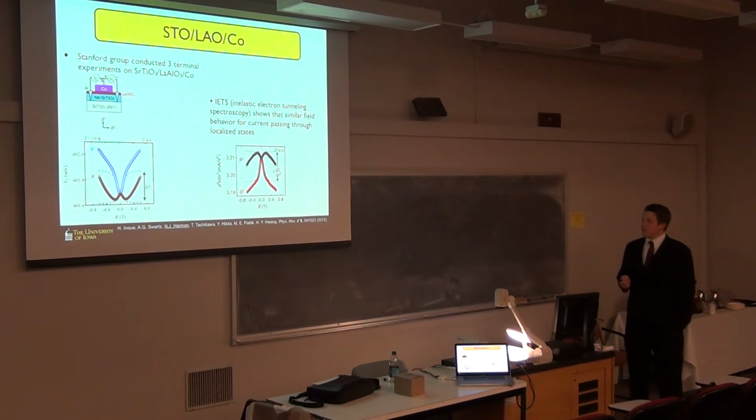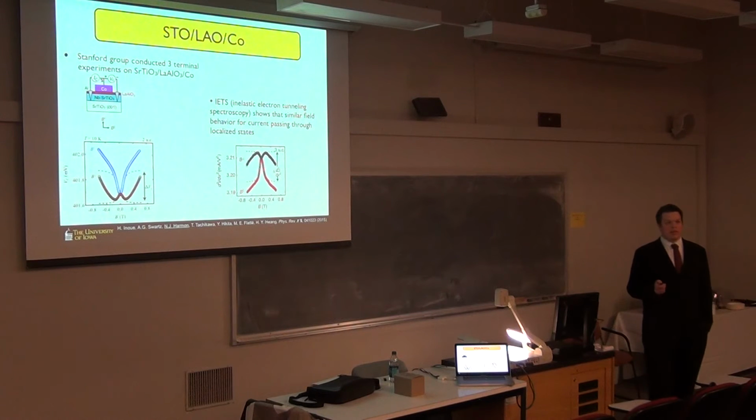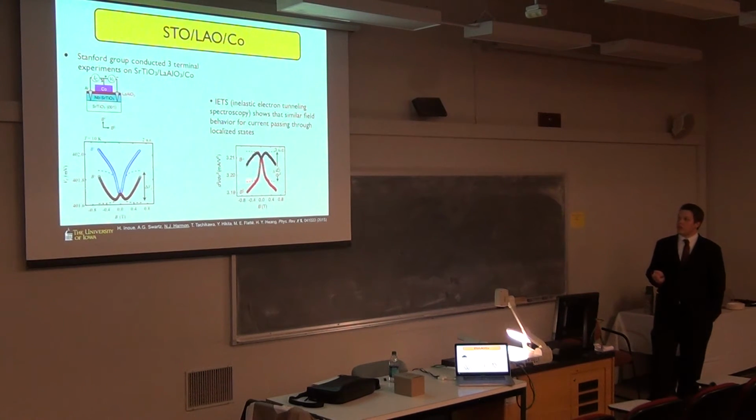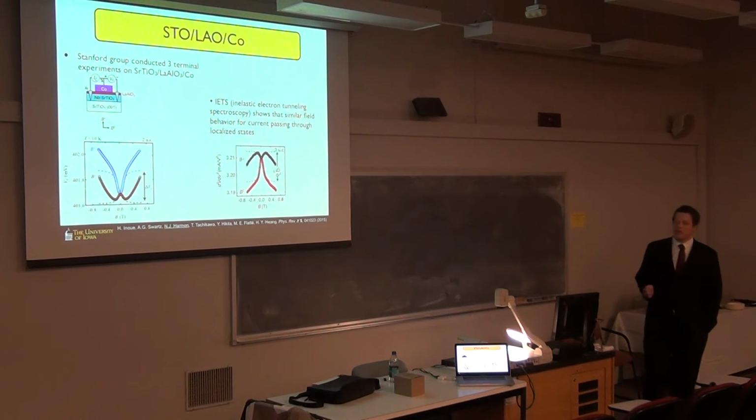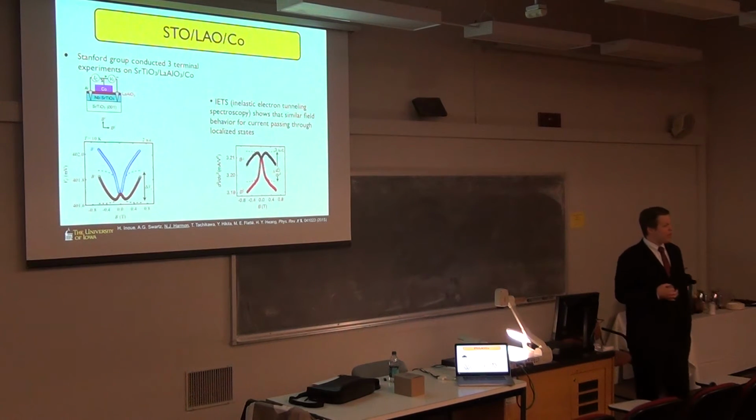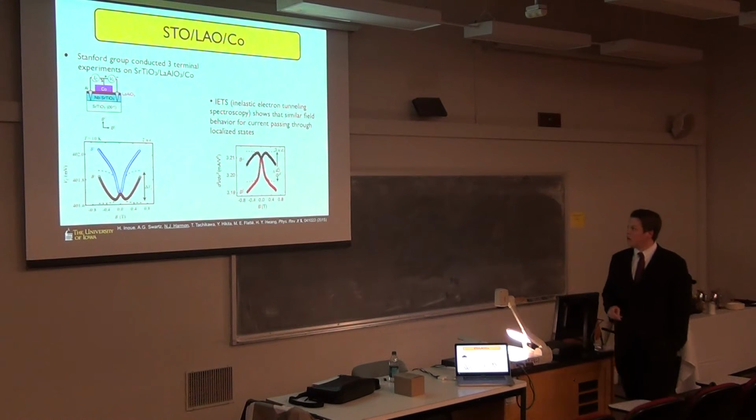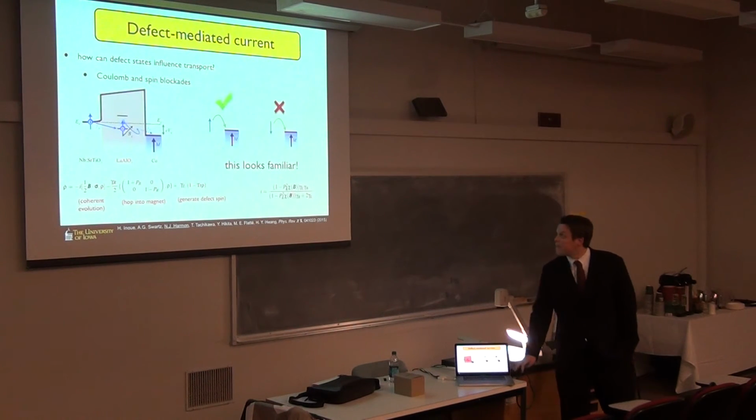But they also did inelastic electron tunneling spectroscopy. Essentially what this technique does is tell you how much current is going through the localized states in the insulator. And they see extremely similar curves as they did in the normal DC case. They see the same magnetic field effects essentially. So this is strongly indicative that something important is going on in the localized states.